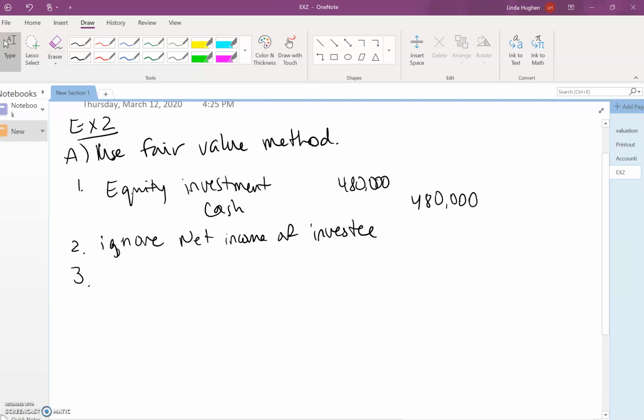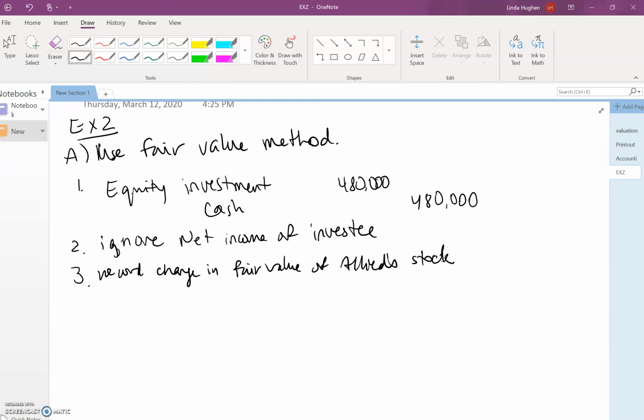What do we do? Well, at the end of the year, when we know the fair value of the investee's stock, we record that increase in fair value to the balance sheet with the unrealized holding gain or loss going through income. So we do need to record the change in fair value of Allied stock. And remember, we don't record this change in fair value directly to the equity investment account.